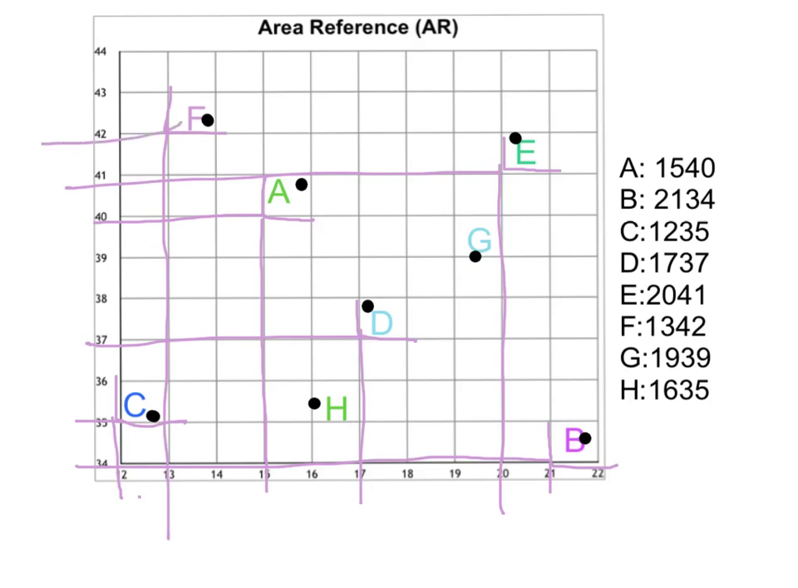G, 1939, draw your L, number 1, 19, number 2, 39. And finally H, draw your L, is 16, 35. How did you go?